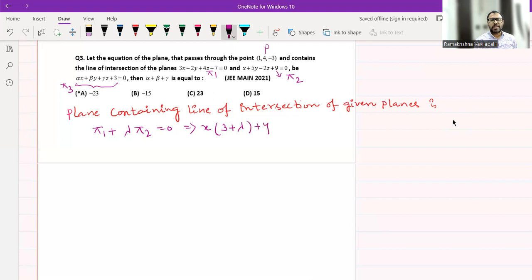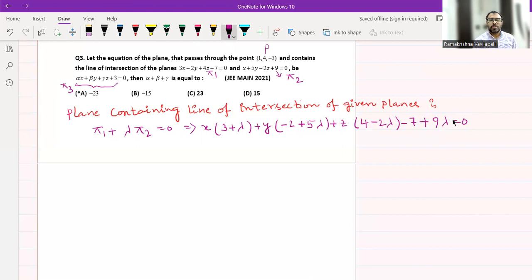plus y into, in the first plane the y coefficient is minus 2, in the second plane the y coefficient is 5, multiply with lambda, so 5 lambda, plus z into, in the first plane the z coefficient is 4, in the second plane it is minus 2, multiply with lambda, minus 2 lambda. In the first plane the constant is minus 7, in the second plane the constant is 9, multiply with lambda. In this way, you may solve the question a little faster.